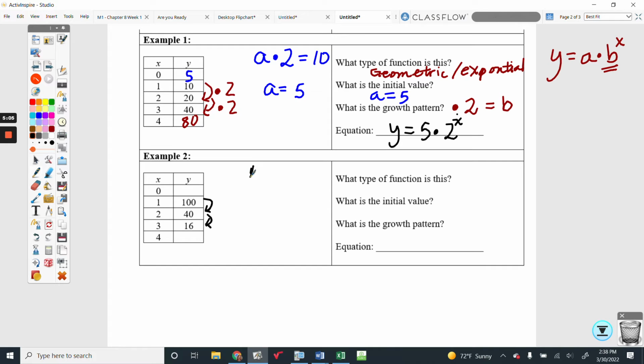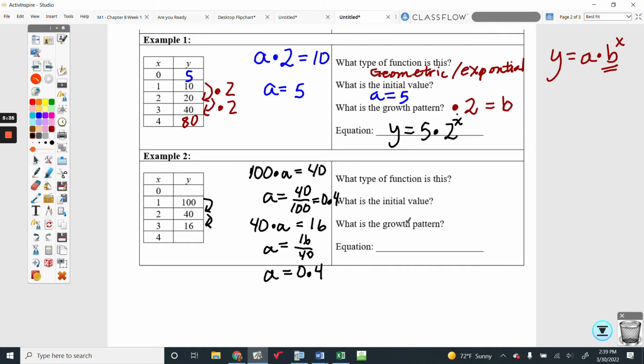But I know that I multiply 100 by something to get 40. So that means that something is 40 divided by 100, or 0.4. I can check that by making sure that 40 times that same number, we'll call it A again, will be 16, making A 16 divided by 40, which is 0.4. So that's wrong. Not really, it's right, it's fine. I just don't want to use A. I want to use B.